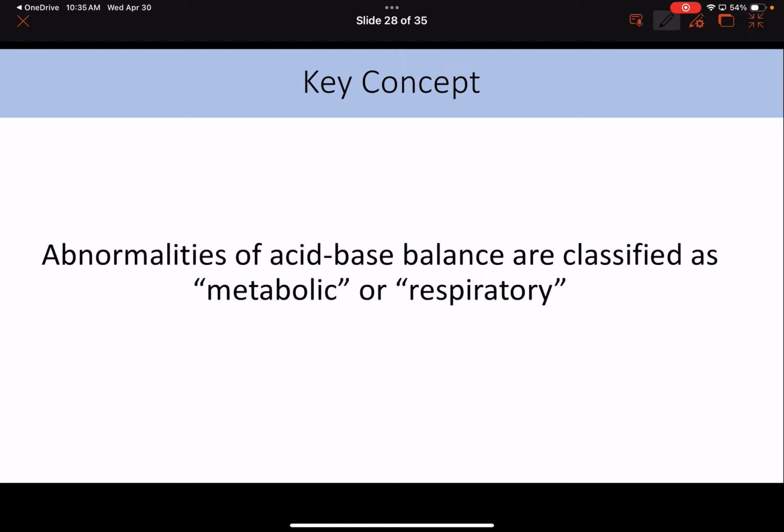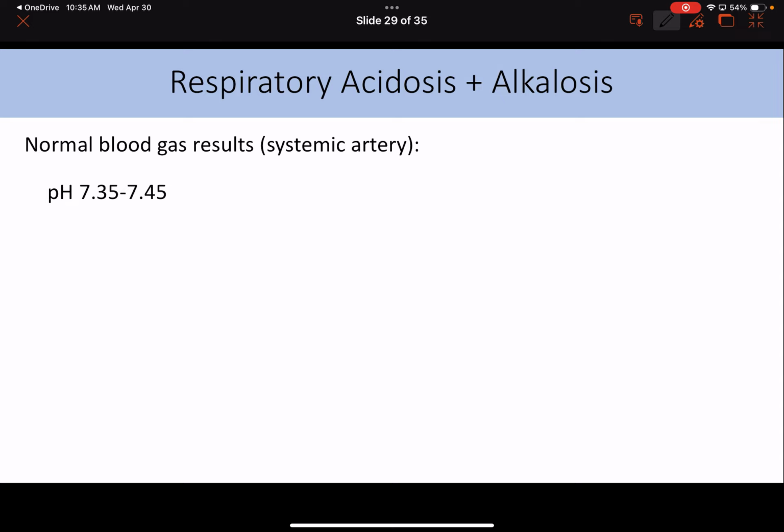Okay, so these are the normal blood gas results for pH, CO2, and bicarbonate. pH should be between 7.35 and 7.45. You already know that. CO2 should be between 35 to 45 millimeters of mercury, and bicarbonate should be between 22 and 26 milliequivalents per liter. You're going to be given this on the written exam. It'll tell you these are the normal values.